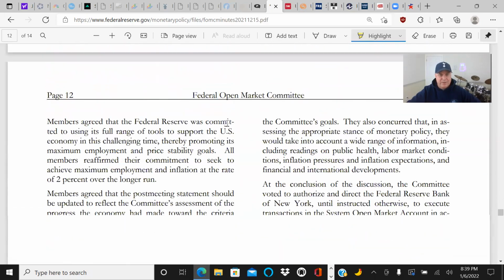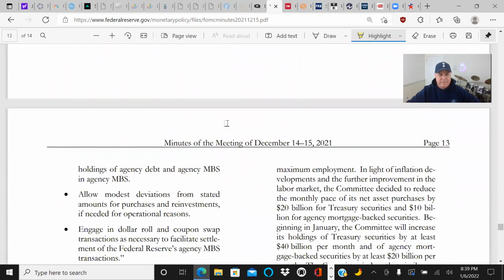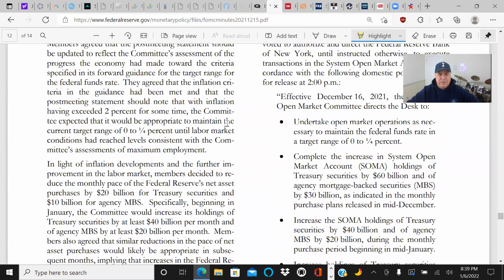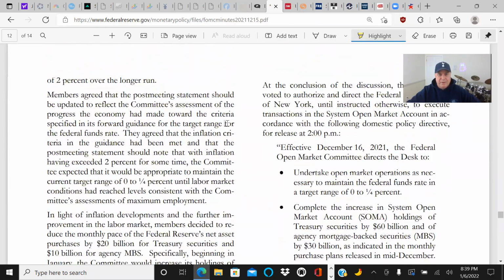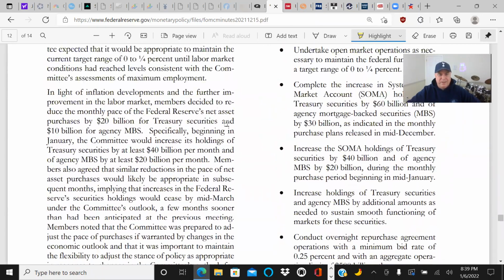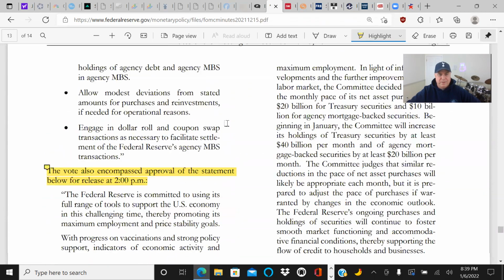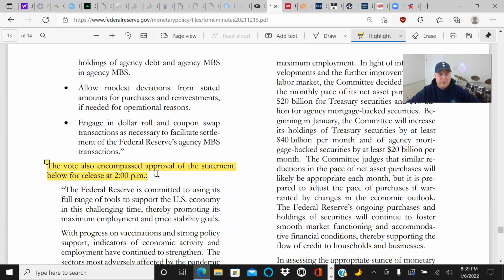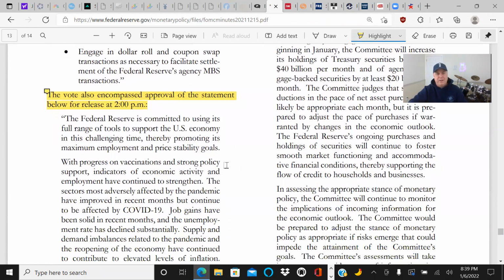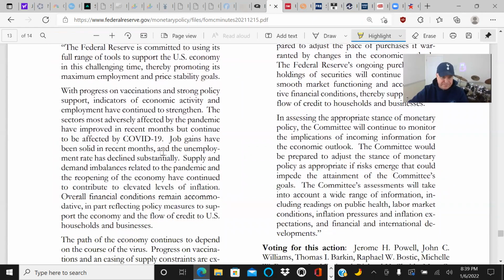Okay, let's get to something that's new. This was basically what Jerome Powell said. This was released to the vote also encompass approval of the statement below for release at 2 p.m. So then Fed Chair Powell comes out and he says all these things.